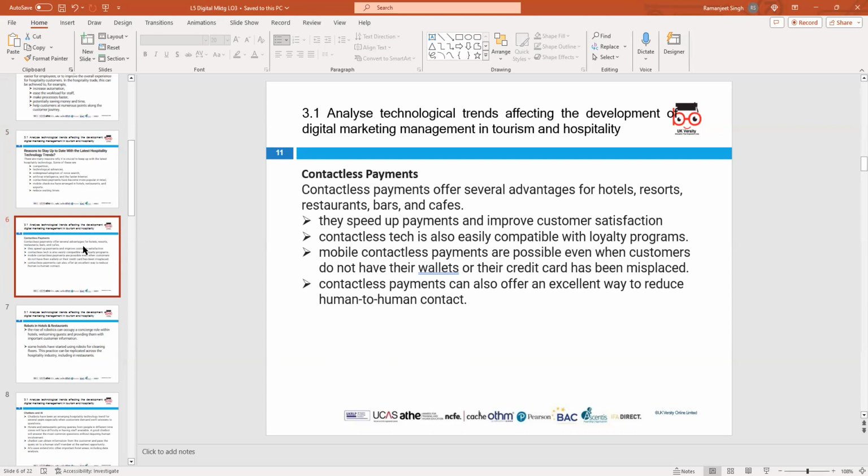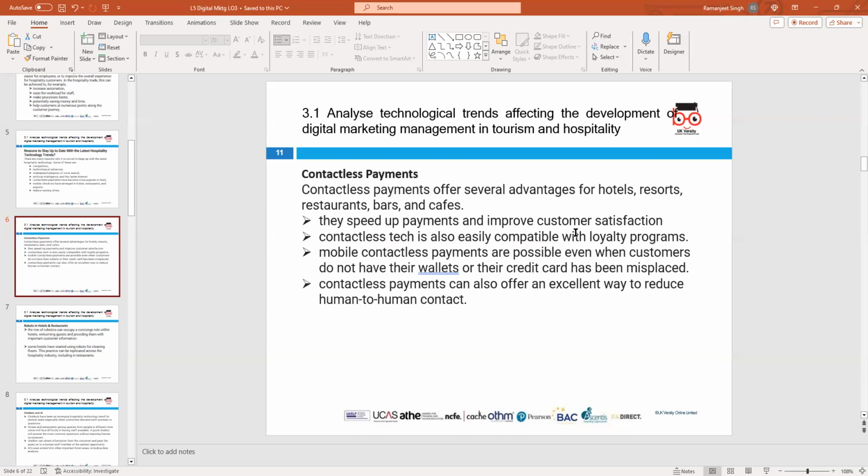So they don't like taking cash. They like to have contactless everywhere: in restaurants, in bars, in cafes, hotels. Contactless payment speeds up the speed of payments and improves customer satisfaction. The contactless technology is also compatible with your mobile loyalty programs.